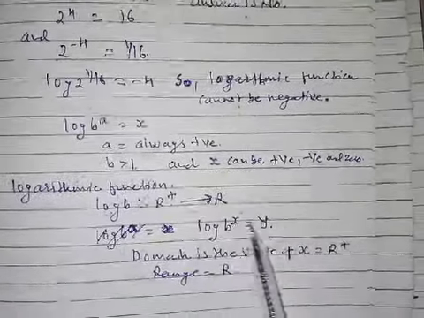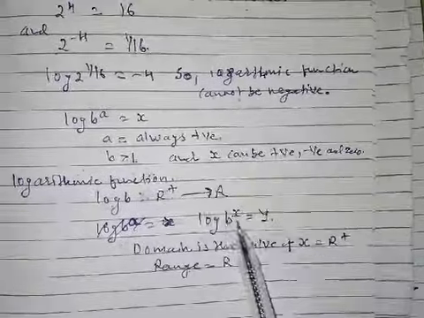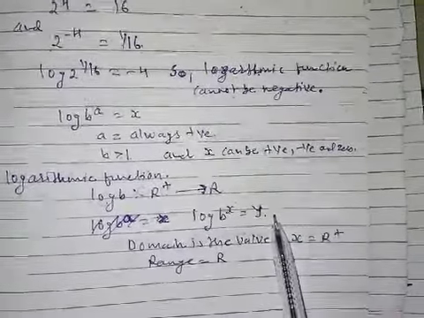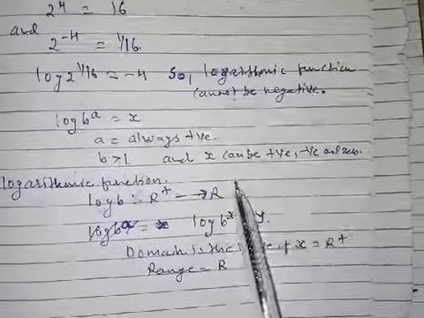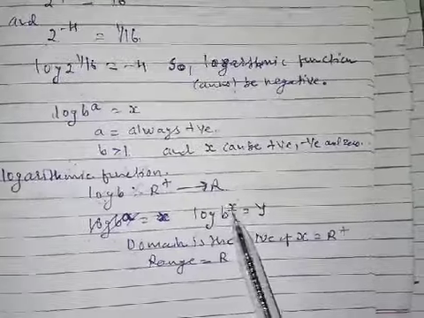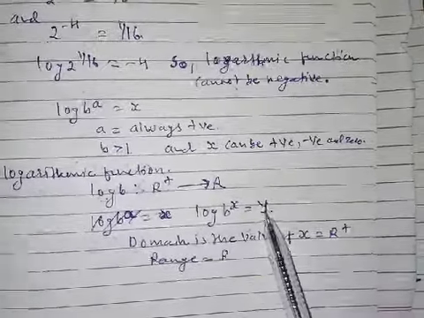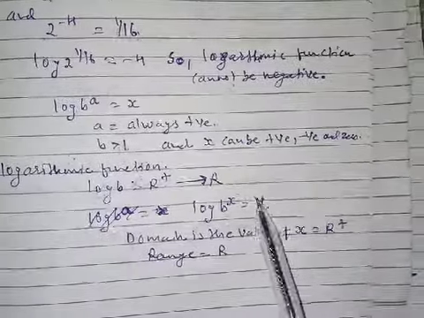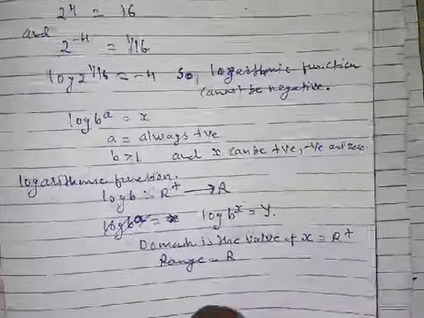If we operate here, what do we get again? b raised to y is equal to x. After substituting the value of x, we get a value of y, which is the range. The range can be R. It can be R only. Okay, so let's draw the graph of a logarithmic function.